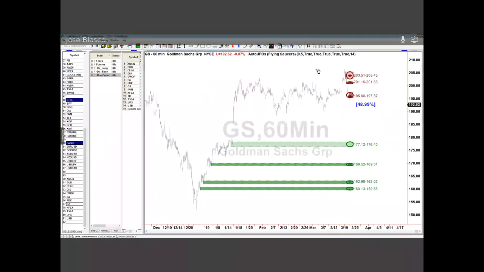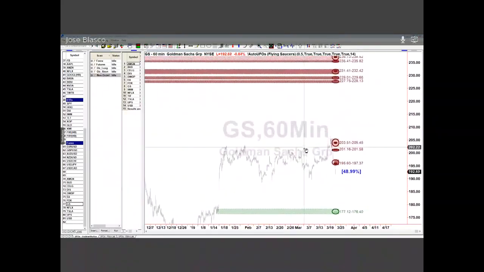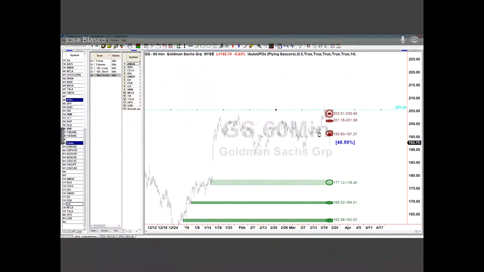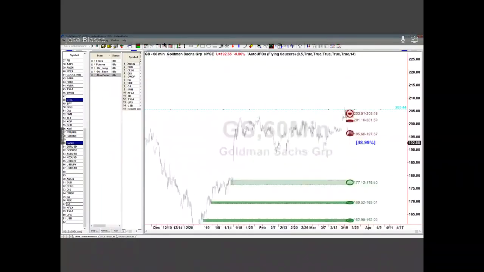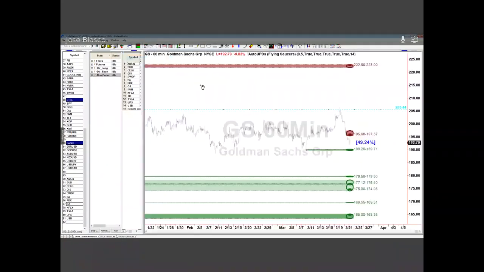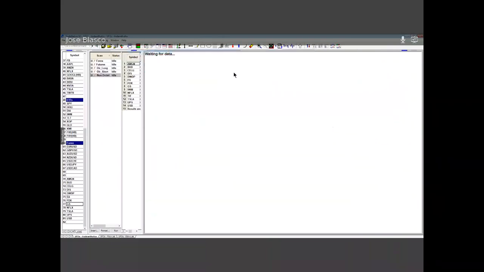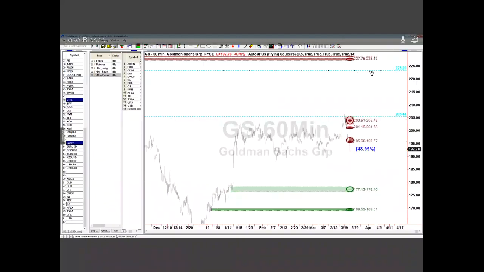And what do we have here? Well, the red UFOs are very, very far away. On this time frame, we have red UFOs here. Probability 48. If I look at the pre and post market data, it is giving me UFOs a little below. And the next one is coming all the way to 220 something, 223. So back to regular market data. We got nothing in the 223.